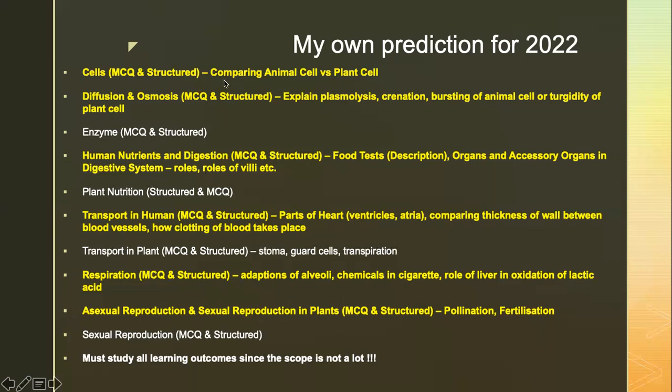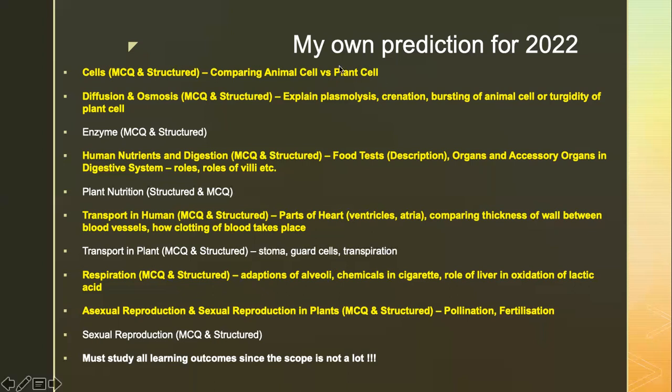For cells, there could be a question where students are required to compare animal versus plant cells, or they may just give a cell and say that this cell cannot carry out respiration. Why? So maybe lack of mitochondria, something like that. Or this cell couldn't carry out photosynthesis. Why? Because there's no chloroplast to trap sunlight. You cannot just say no chloroplast; you must say no chloroplast to trap sunlight, converting light energy to chemical energy for photosynthesis, during photosynthesis to make glucose.